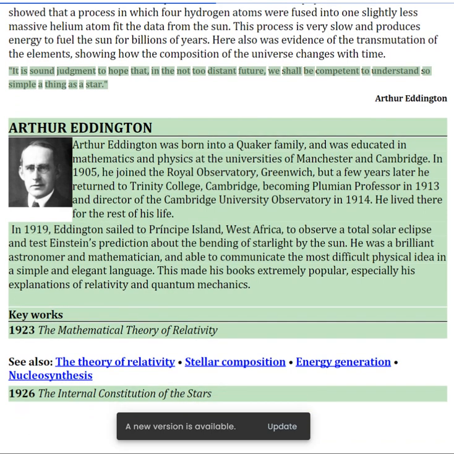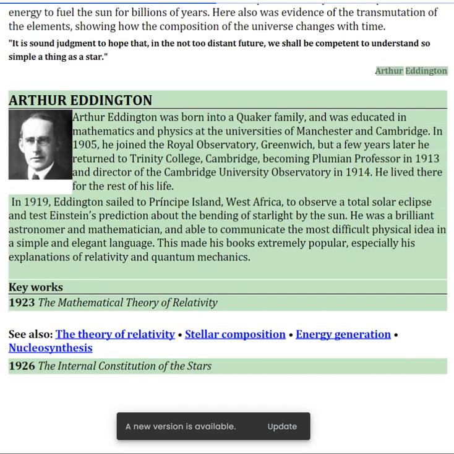It is sound judgment to hope that, in the not-too-distant future, we shall be competent to understand so simple a thing as a star. Arthur Eddington.